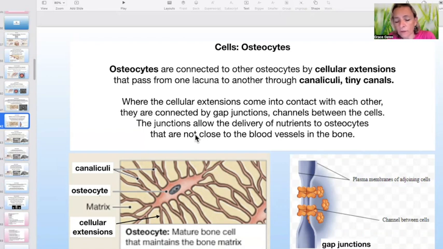The junctions allow the delivery of nutrients to osteocytes that are not close to the blood vessels in the bone. So we'll see that it's a bit of a problem getting blood flow with oxygen and nutrients to osteocytes within bone because, of course, bone is a hard, rigid substance. This helps to solve that problem by having an osteocyte that's right next to a blood vessel communicate with an osteocyte that's a little farther from the blood vessel, so whatever oxygen and nutrients are taken up by the closer osteocyte can be shared with the farther osteocyte.